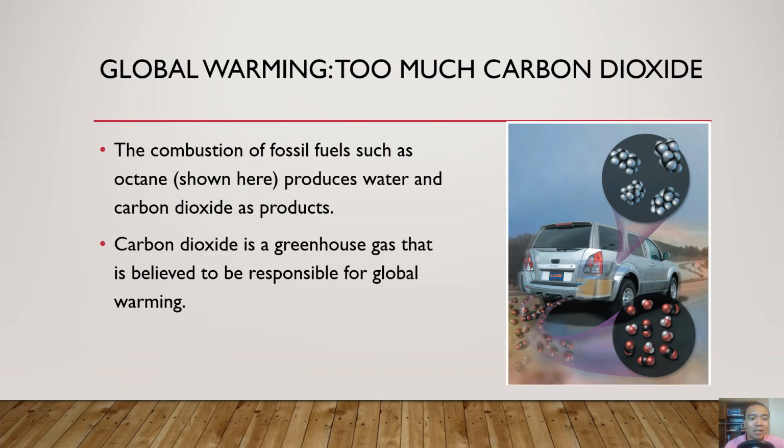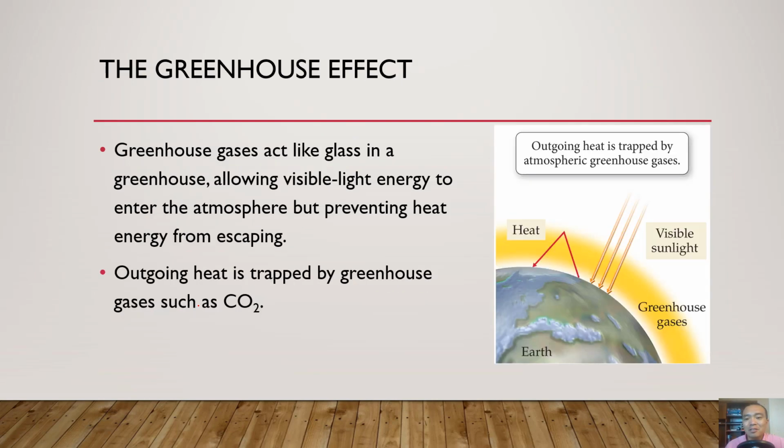First, I'm going to talk about global warming. Global warming is generated by a chemical reaction which produces carbon dioxide. For example, the combustion of fossil fuels, such as octane, will produce water together with carbon dioxide as the products. And carbon dioxide is one of the so-called greenhouse gases because it is believed to be responsible for global warming.